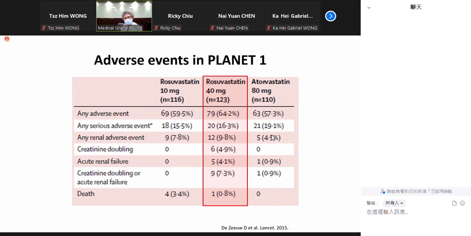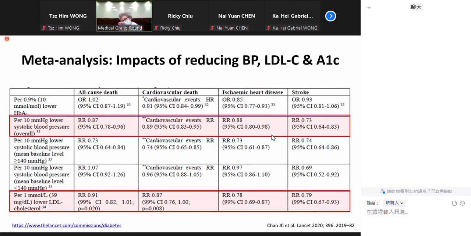Okay, so I want to finish up by telling you about the impact that we can make by really reducing blood pressure, LDL cholesterol, and A1C.